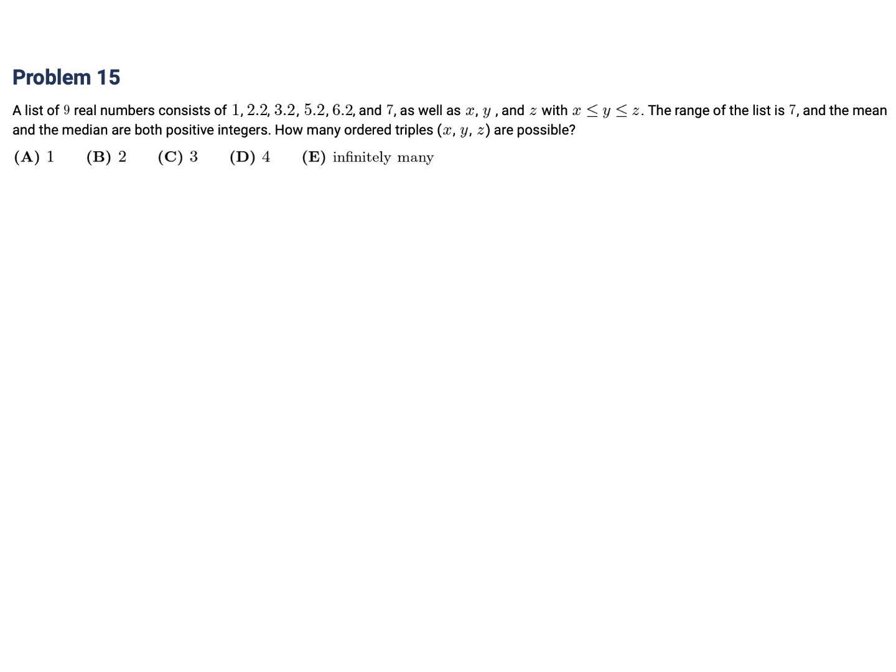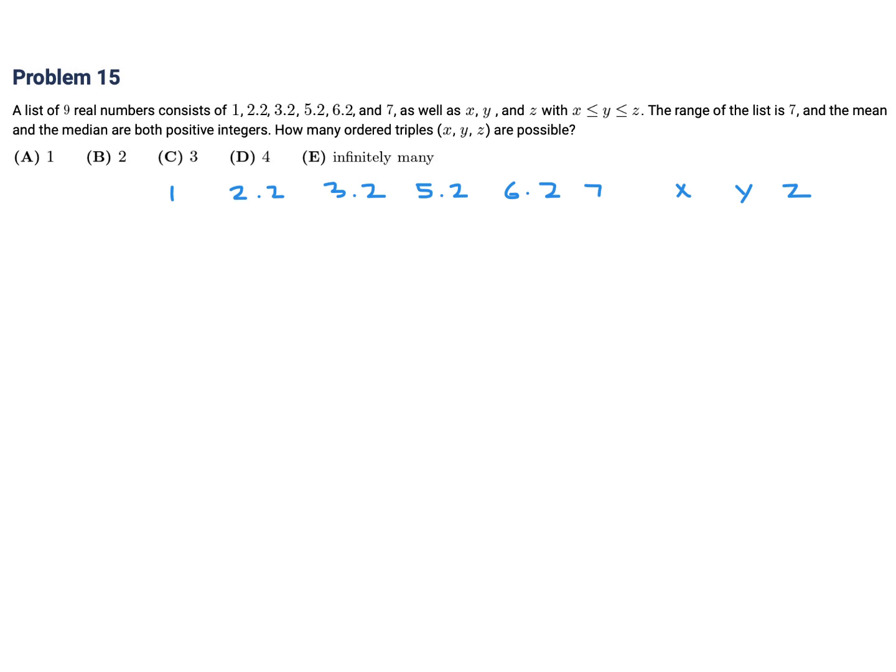A list of 9 real numbers consists of 1, 2.2, 3.2, 5.2, 6.2, 7, and x, y, z, where x is less than or equal to y is less than or equal to z. The range of the list is 7, and the mean and median are both positive integers. How many ordered triples x, y, z are possible? Okay, so a lot of casework here, but hopefully it will not be too bad. So we've got 1, 2.2, 3.2, 5.2, 6.2, 7, and then x, y, and z.